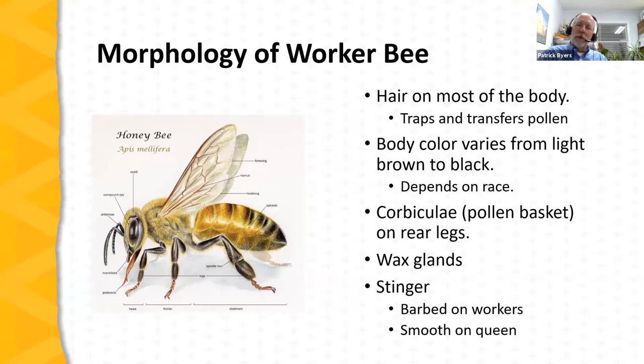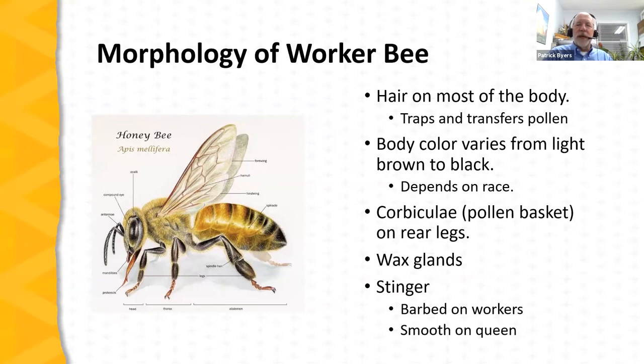In addition to the corbicula, the bee has wax glands on its body. And these wax glands, of course, are used to produce beeswax, which is used to draw out the comb in which larval bees develop and in which bees store pollen and honey. And then at the tip of the abdomen, the bee has a stinger.